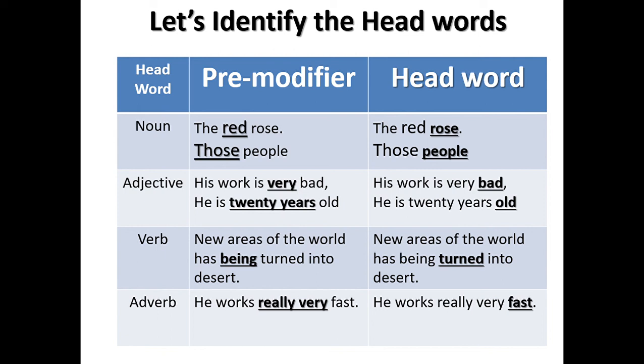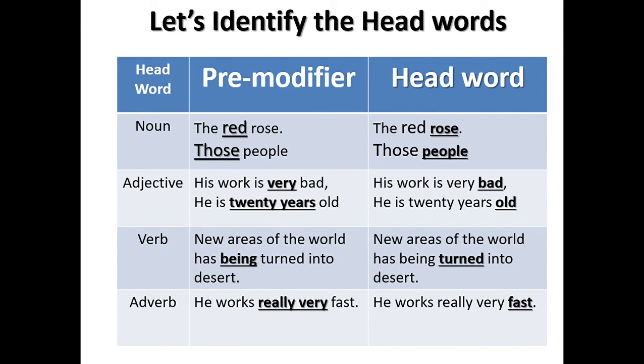And adjectives as pre-modifiers, you see. And we shall try to identify the head words, you see. His work is very bad. Here, very is pre-modifier and bad is head word or adjective, you see. And he is 20 years old, and 20 years is a pre-modifier and old is head word, and this is adjective.